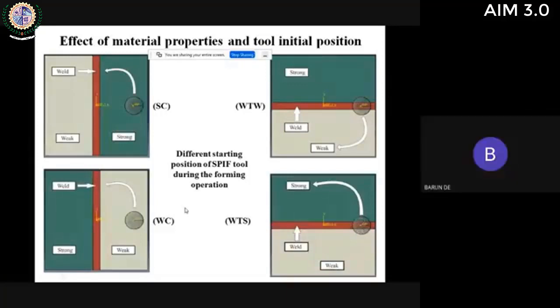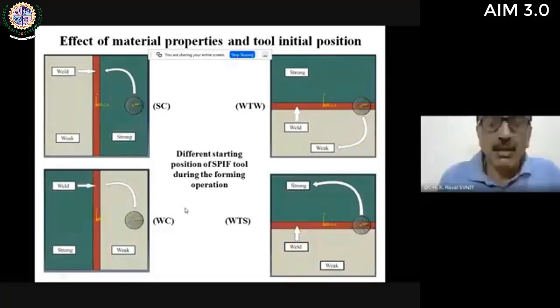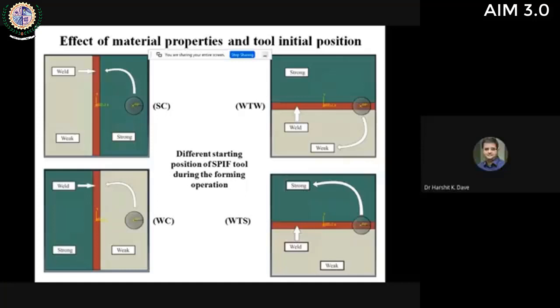Now, what is the effect of this? Yes. Yes. That was by mistake, sir.